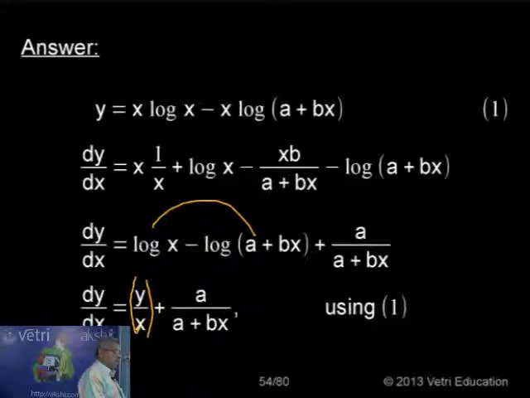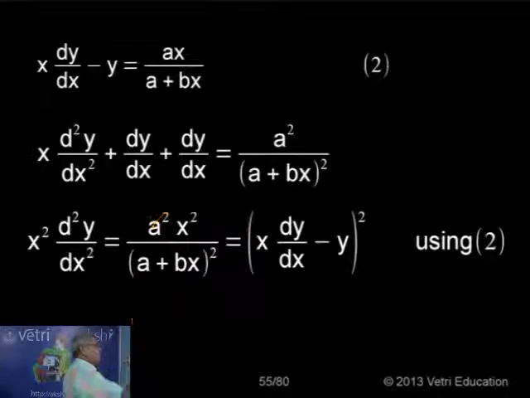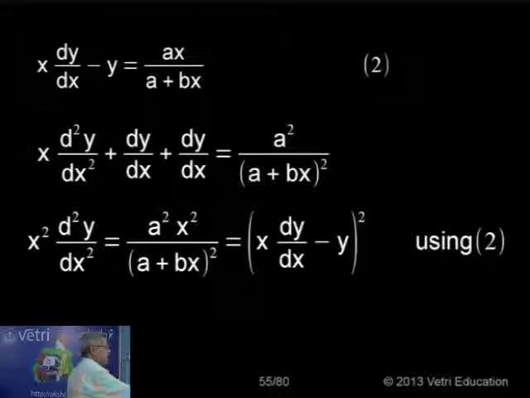So multiply by x, you get dy/dx = y/x + ax/(a+bx), that is x dy/dx − y = ax/(a+bx), bringing y to that side. So we are getting result number 2. x dy/dx − y is required in the answer, that's why we are getting x dy/dx − y = ax/(a+bx). Once we have this, we can make use of this result for higher-order derivatives using the product rule.